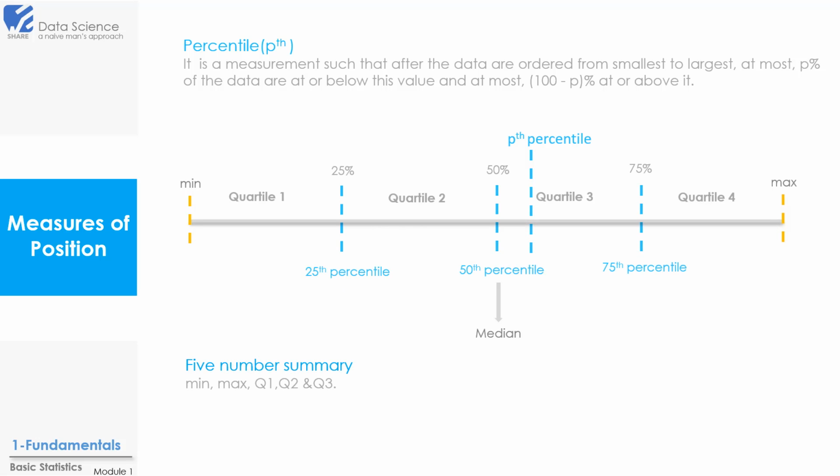After that we have the 5-point summary, which is minimum, maximum and 3 quartiles. Quartile 1 is the 25th percentile, which means 25% of the data is below it and 75% is above it. Then we have quartile 2, which means the 50th percentile. It is also called the median. So 50% of the data is on the left hand side and 50% of the data is on the right hand side. And then we have quartile 3. It means 75% of the data is on the left hand side and 25% of the data is on the right hand side. We also have quartile 4, which includes 100% of the data. So these were the measures of position.